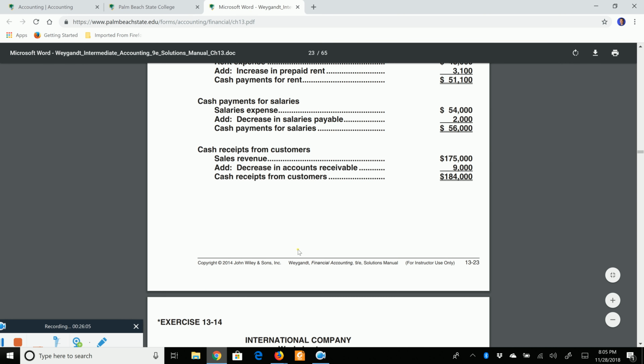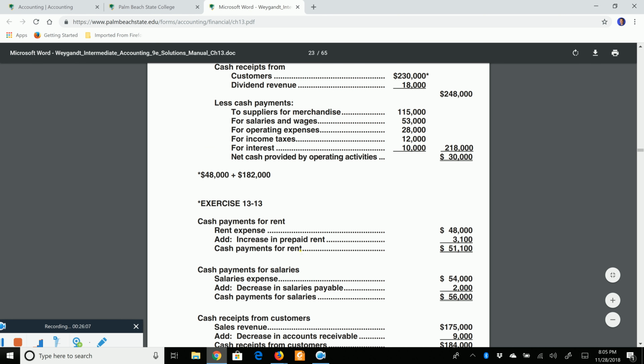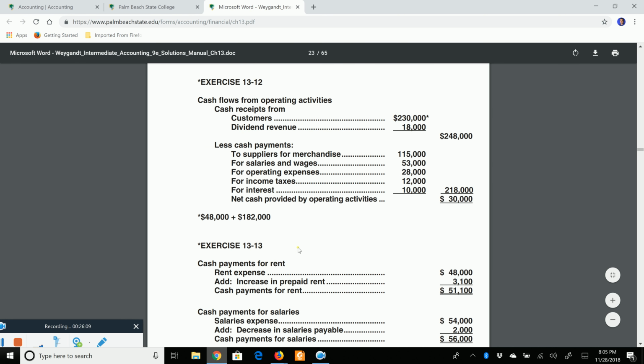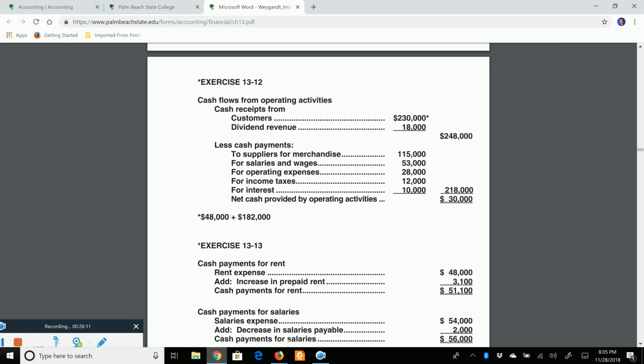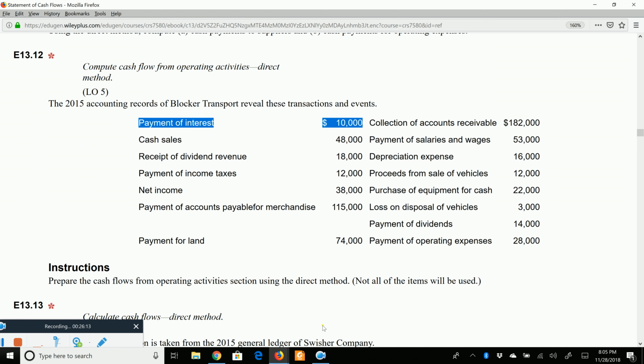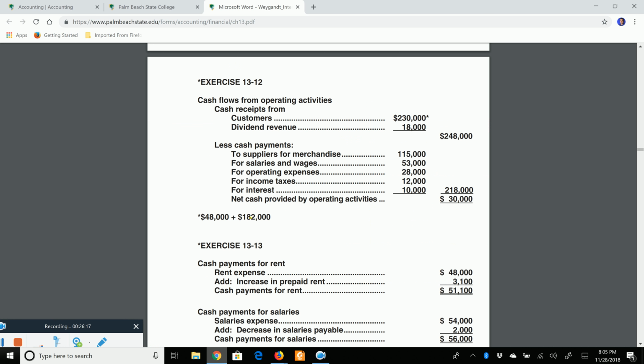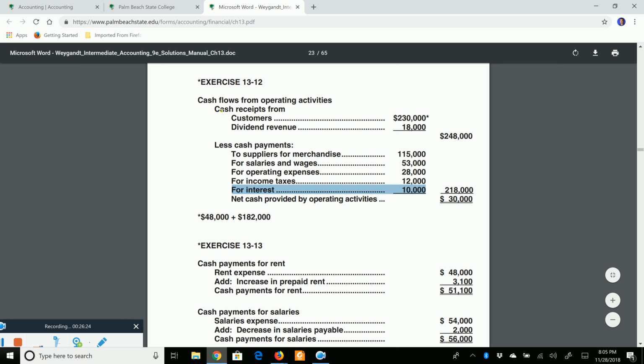So if we come to exercise 13-12, all right, I went too fast. So we talked about, what did we just say? I forgot already. Paying of interest, $10,000. Where's the interest? Here it is. Cash out. You see there's two sections. We have the cash inflows here and the cash outflows here. So the $10,000 payment of interest, that's under the cash outflow section.